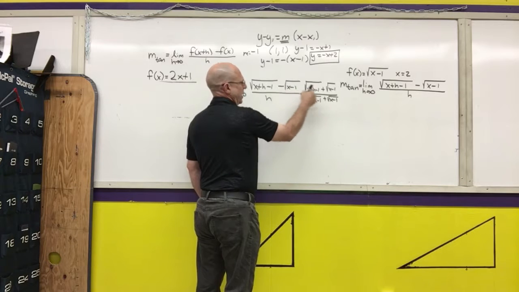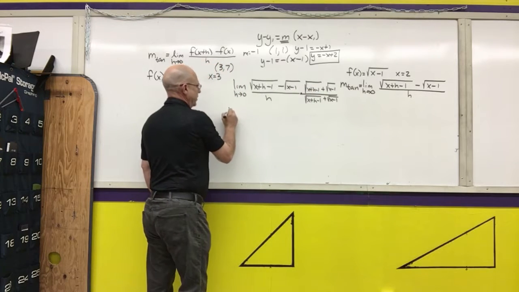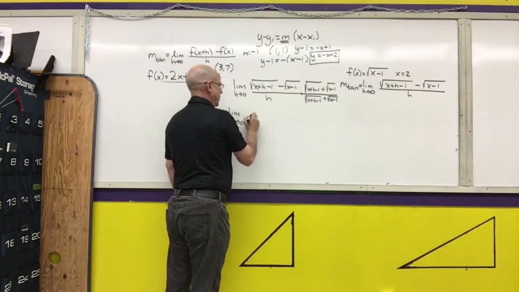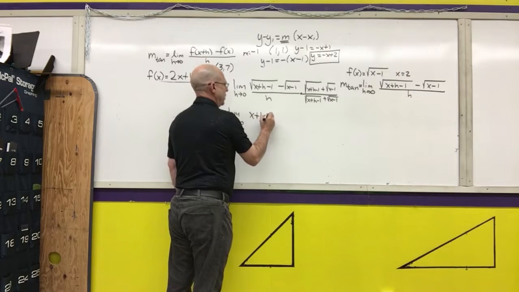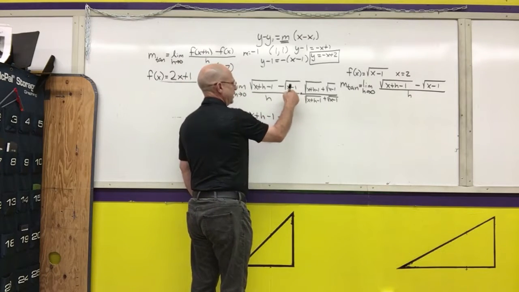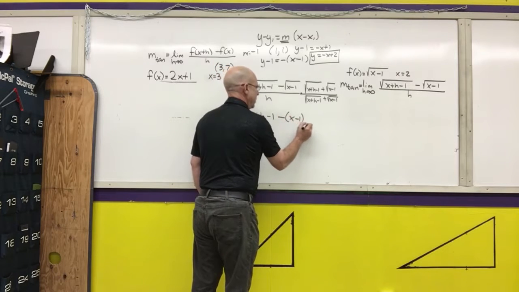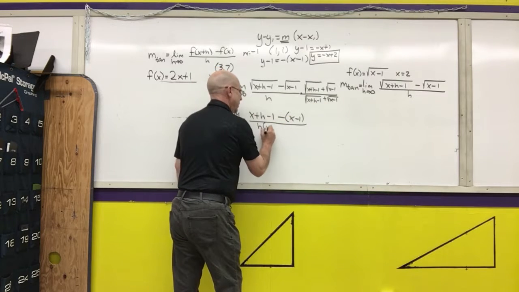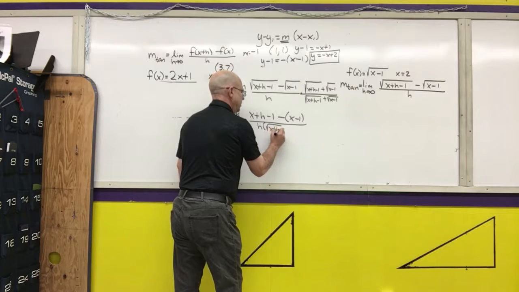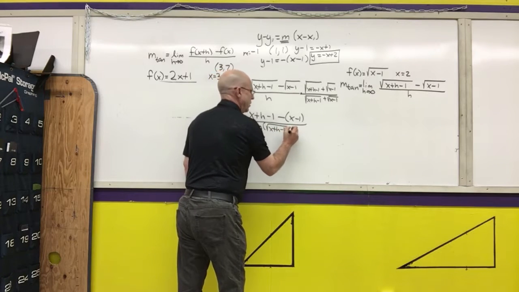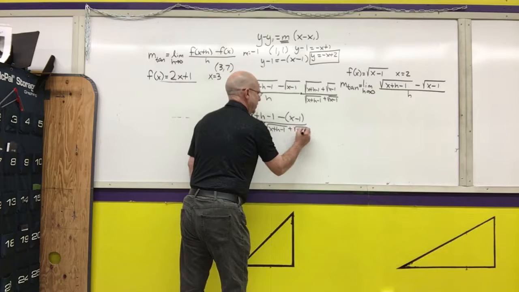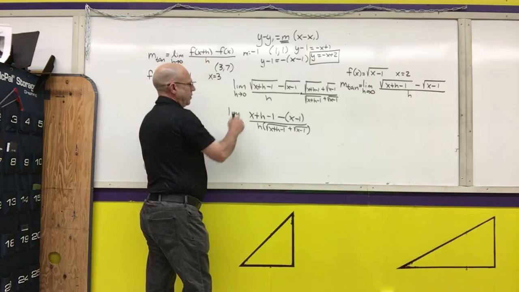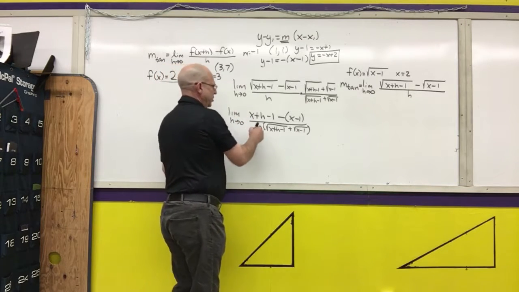This is a difference of squares pattern. So that gives me the limit as h approaches 0 of the first term squared, which is x plus h minus 1, minus the last term squared, over h times that whole thing, the square root of x plus h minus 1 plus the square root of x minus 1. So that h is going to multiply by all of these. Again, from our experience, we don't want to distribute the h.